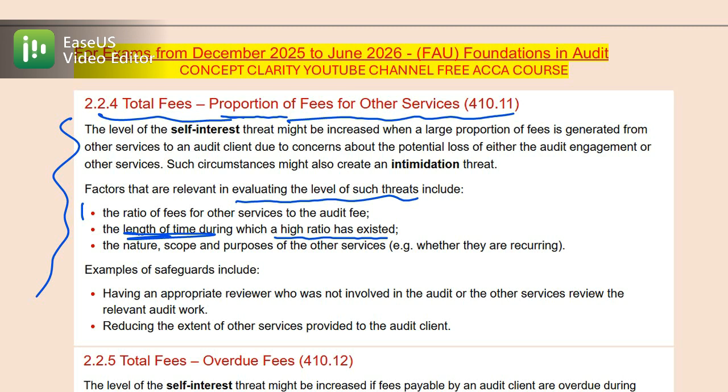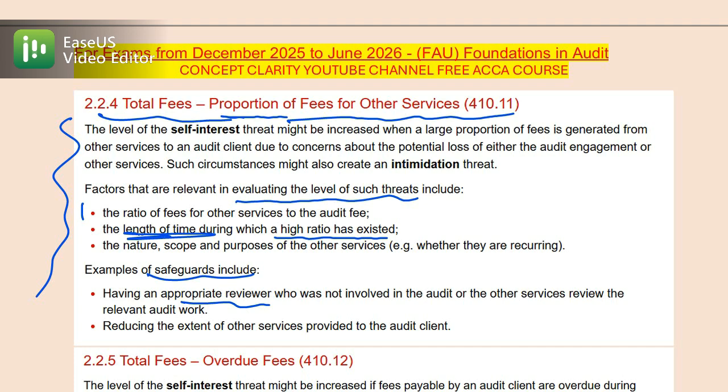So here we have an example. If you see here, safeguards include, the first one, having an appropriate reviewer. We have discussed this earlier. So one safeguard is to bring an appropriate reviewer, someone who wasn't involved in the audit or other services, to review the audit work. That way independence is checked from outside.